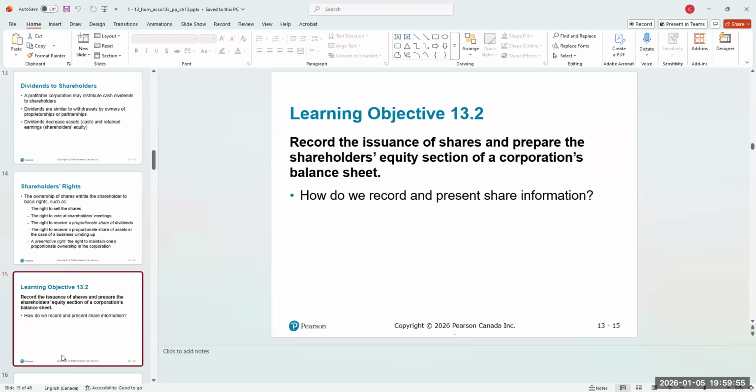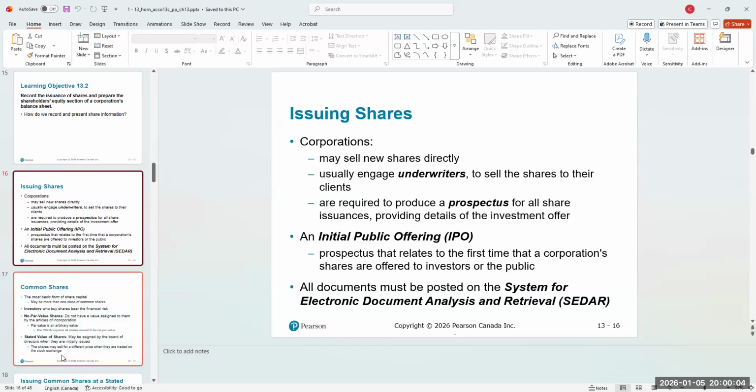How are we going to record? Let's go recording issuance of the shares and prepare the shareholders equity section. Now we're going to do some calculation here. So first, in order to issue the shares, the corporation can sell new shares directly. But they have to engage an underwriter to sell the shares to their clients.